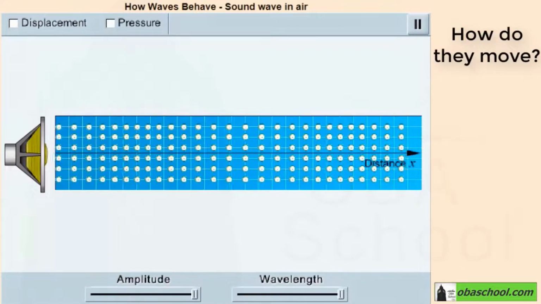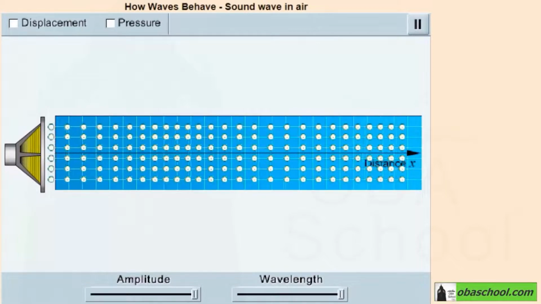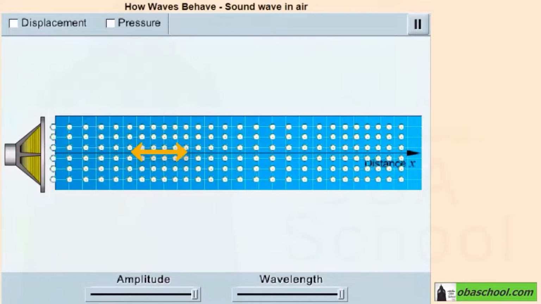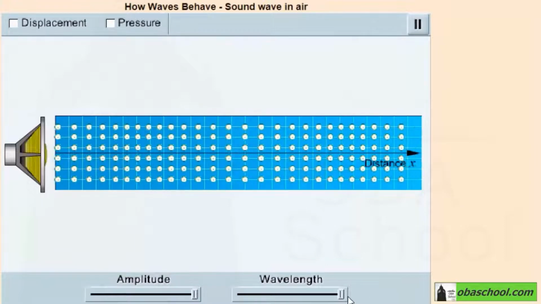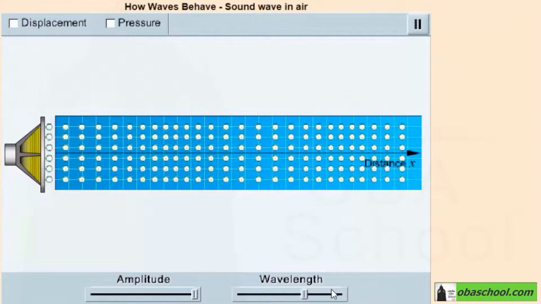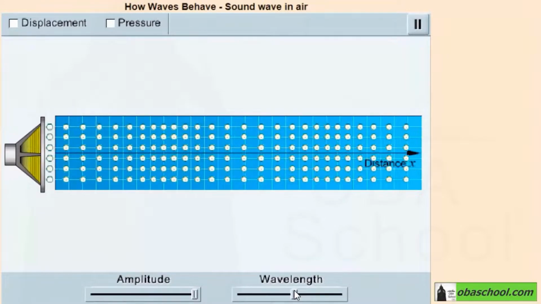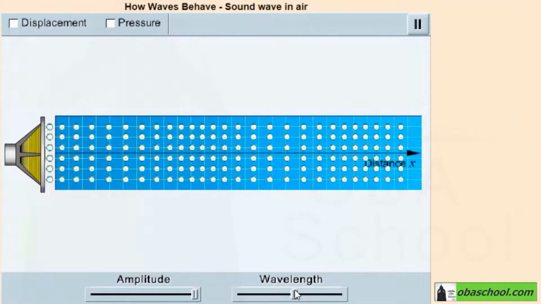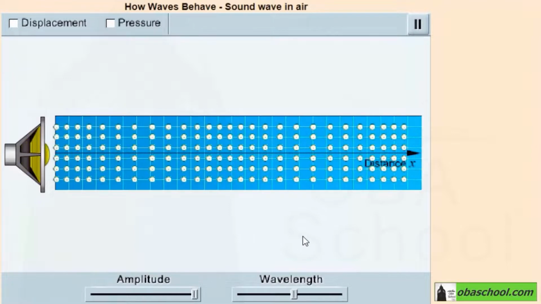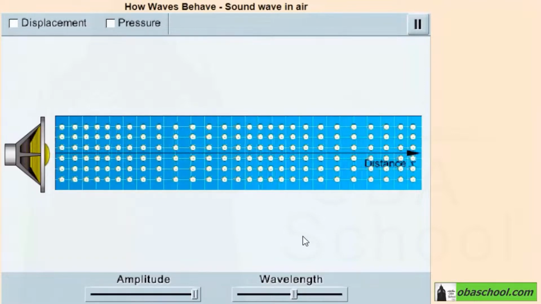How do they move? Yes, they are moving back and forth. Now we will move the wavelength slider to the middle position to make the wavelength slightly shorter. This raises the frequency or the pitch of the sound heard. We will click pause to pause the wave.